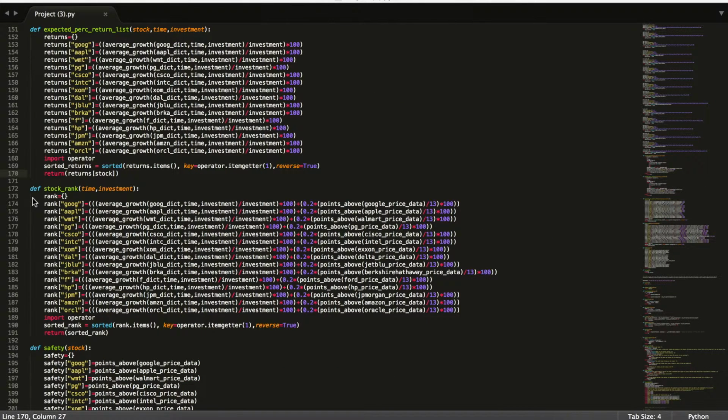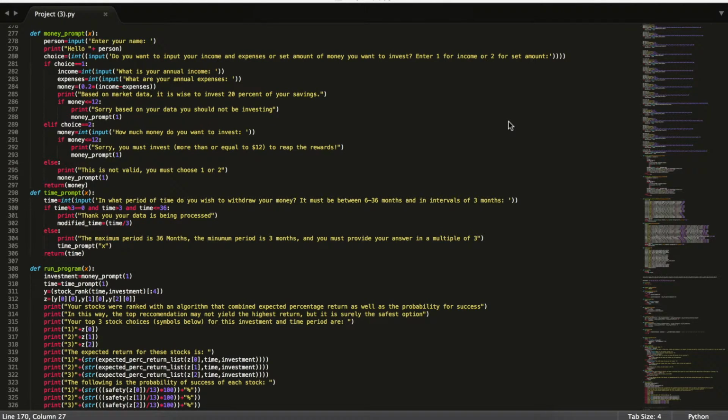Putting these pieces of abstraction together, we created an algorithm called StockRank, which takes in time and investment and ranks all the inputted stocks based on 80% predicted growth and 20% probability of success. Probability of success is based on the number of points above, which differs on a scale from 0 to 13 for each stock. And predicted growth relies on the average return for each stock plus the dividend yield.